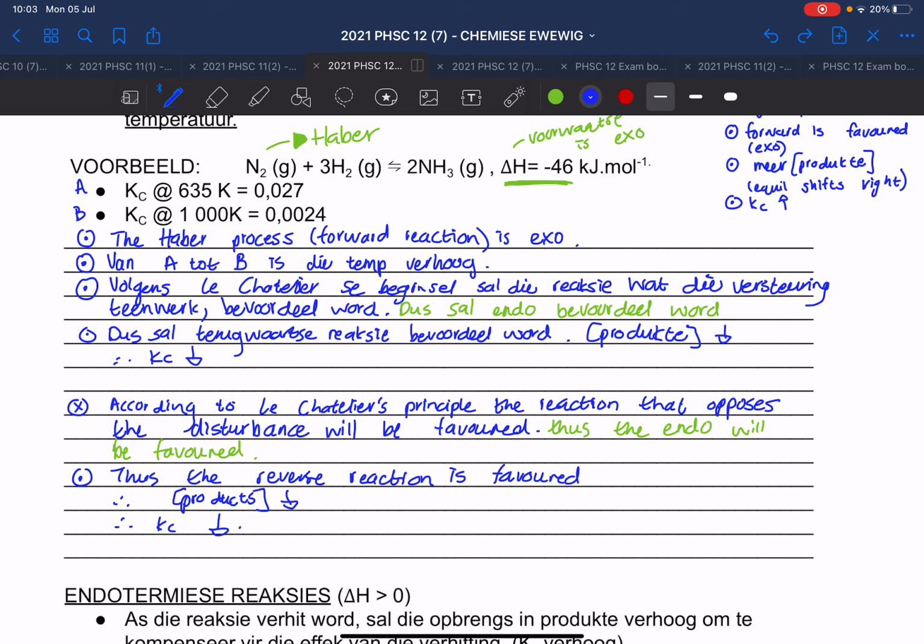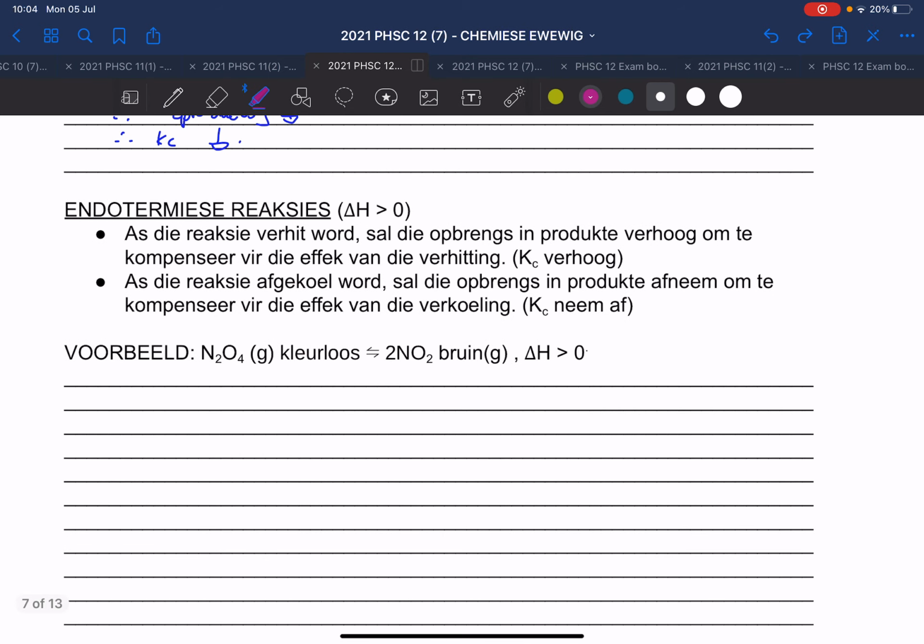Okay. Goed. Next, if we look at an endothermic reaction. So we looked at an exothermic reaction. Now if we look at an endothermic reaction, so the enthalpy is greater than 0. Dit beteken hy neem meer energie in as wat hy uitgee. Nou sê hy, as ons die reaksie warmer maak, if we increase the temperature, it says no, we want to make it colder.